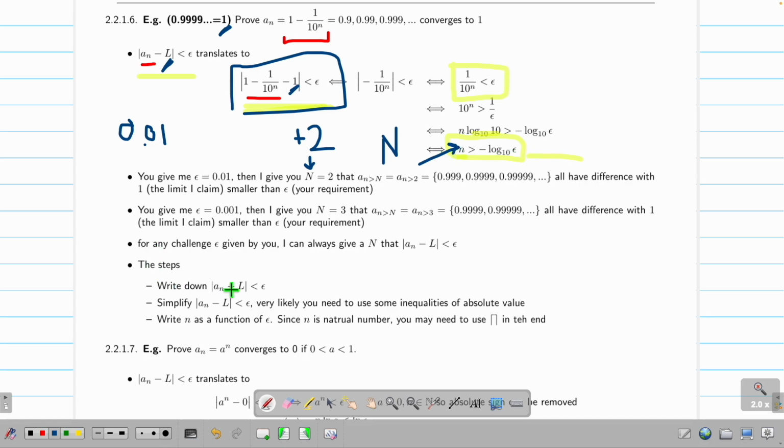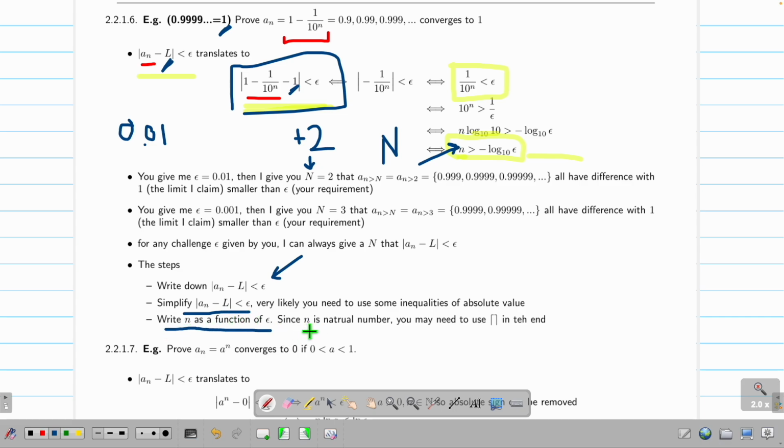Here are the 3 steps. Write down this. This means I beat your disagreement. Then I need to show this, right? So I have to work on the math to show this is true. I work backward to find the big N. So I try to simplify this and then write down small n as a function of epsilon.